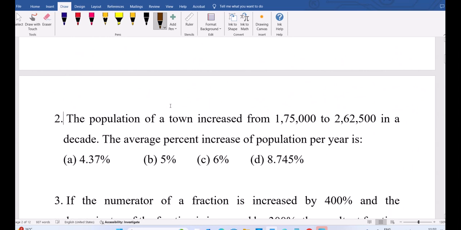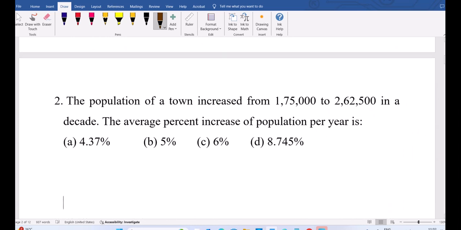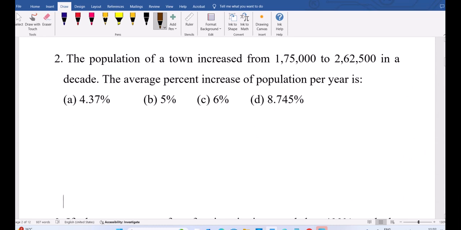Now population is a very important concept in percentages. We're just revising all the important concepts which are required. The population of a town increased from 1,75,000 to 2,62,500. Find the average percentage increase of population per year. First of all, calculate the percentage increase. What is percentage increase? It is the difference. How much increased?